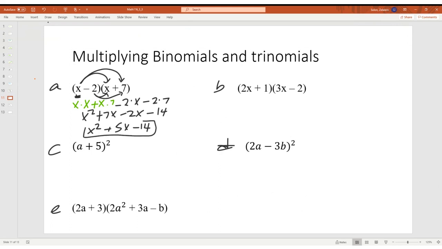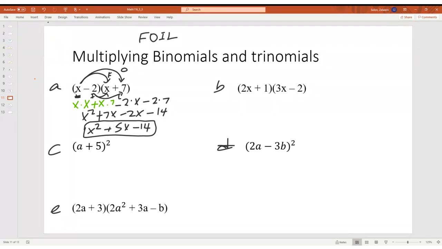So this method is called the FOIL method. That means you multiply the first by the first, this is F. The outer x and the outer 7, O. Then the inner ones, I, and the last ones, L. That's why it's called FOIL. So you multiply the first numbers for the first variables. Then you multiply the two outer numbers, x and 7 in this case. Then you multiply the inner numbers, negative 2 and x. Then you multiply the two last numbers, negative 2 and 7. After that, combine like terms, and that's your answer.